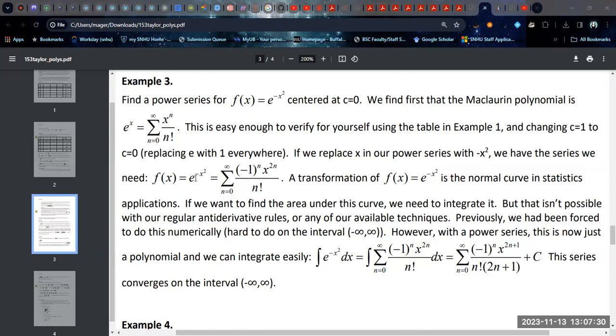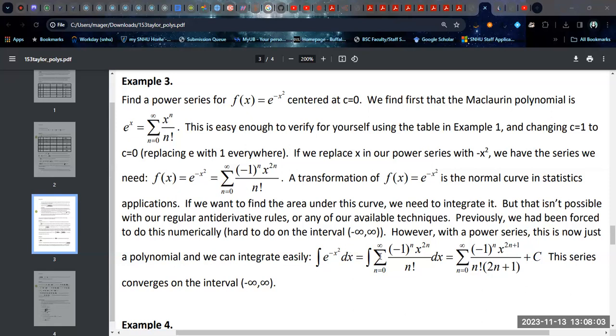Now, this function is very important, particularly in statistics. It represents the normal curve, or a slight modification of this represents the normal curve in statistics. And so when we want to do calculations of probabilities, it's a problem that we can't actually integrate e to the negative x squared by itself. And so we can use the Taylor series to generate our best approximation for as many terms as we like by simply integrating this Taylor series.